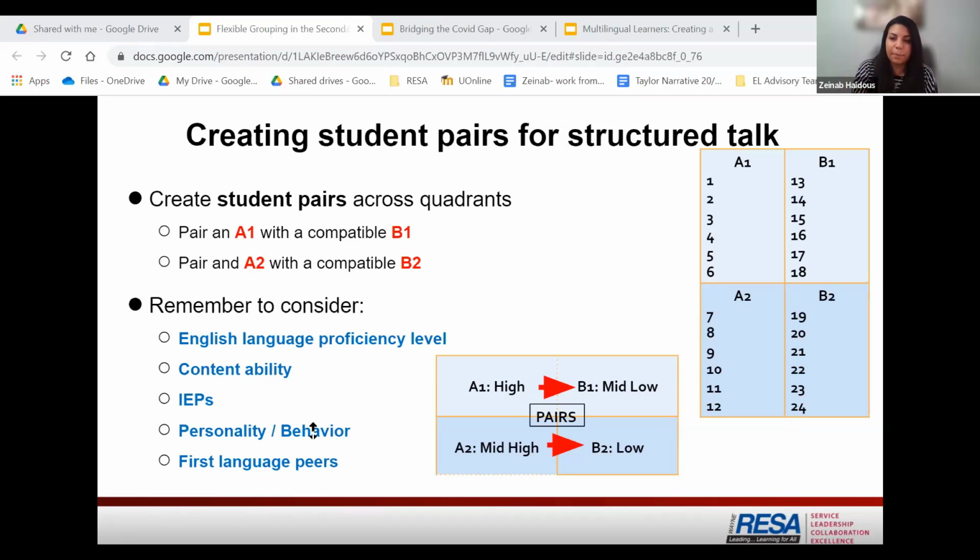And this strategic way of creating these student pairs will help students not only by putting them in those specific groups, but by making sure that there isn't a large gap of academic or linguistic ability within the partners. And of course, there are many different factors that we need to take into consideration within the quadrants, such as content ability, students with disabilities, student personalities, and for example, same language peers who may be able to provide any native language support to the other peers within their groups. So pair the students horizontally and then go from there.